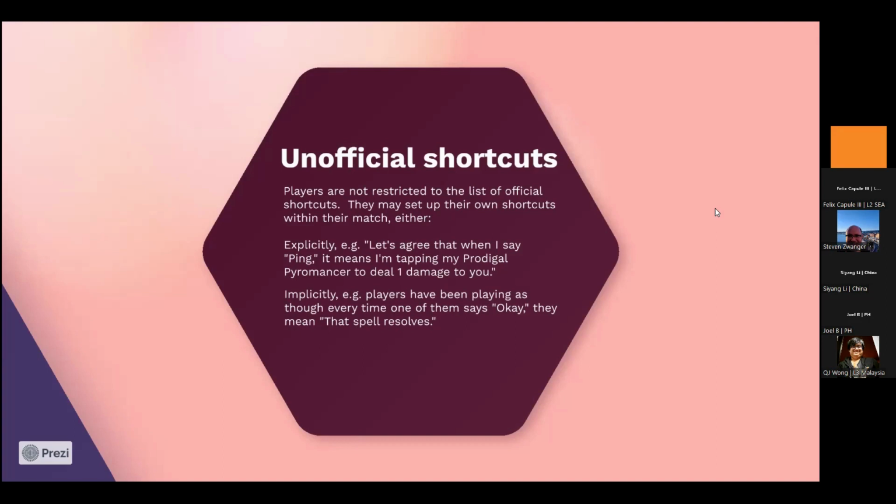Because you have communicated that way up to this point, it's totally reasonable for one of you to expect that to continue to mean the spell resolves. And that's going to be really important whenever you're coming over to a match. If the players have a history of communication, that's something you need to look into because it can definitely change your ruling.